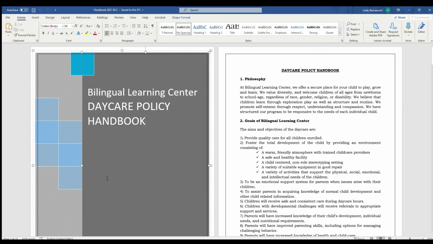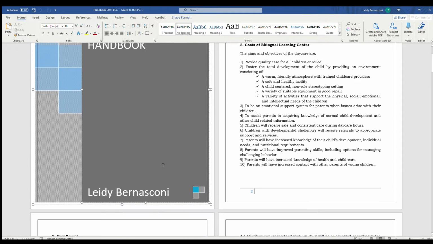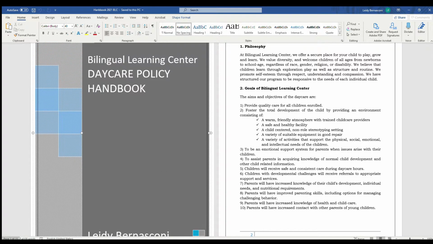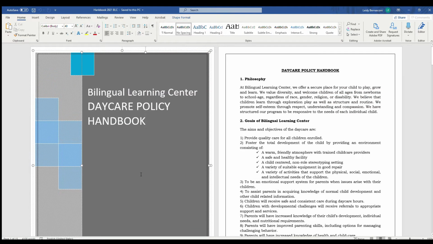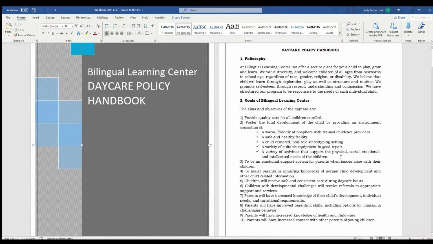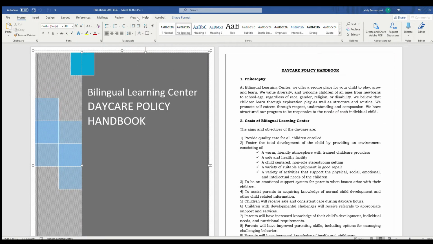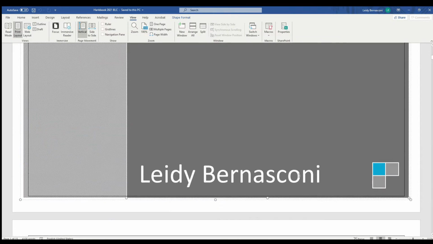Hello friends, this is my handbook. As you guys can see, it's about 15 pages. So this one is gonna be a long video, but I wanted to share with you everything that is included in my handbook. So the first page is gonna be the cover. Then let's go to the second page. Let me change the view.